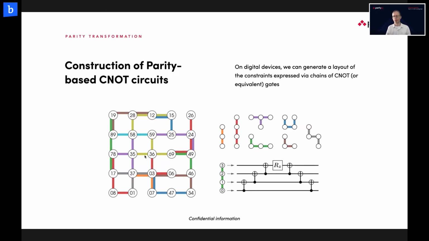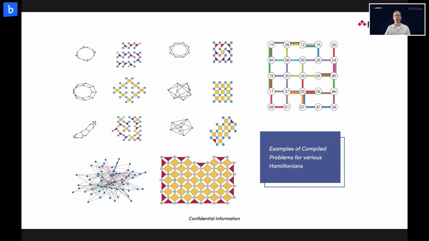So I mentioned you get these very interesting looking pictures, and here's sort of a gallery of all of these pictures. Here are some graph theory problems. If you compile hypergraph types of problems, you get very similar pictures with squares and triangles connecting between everything.